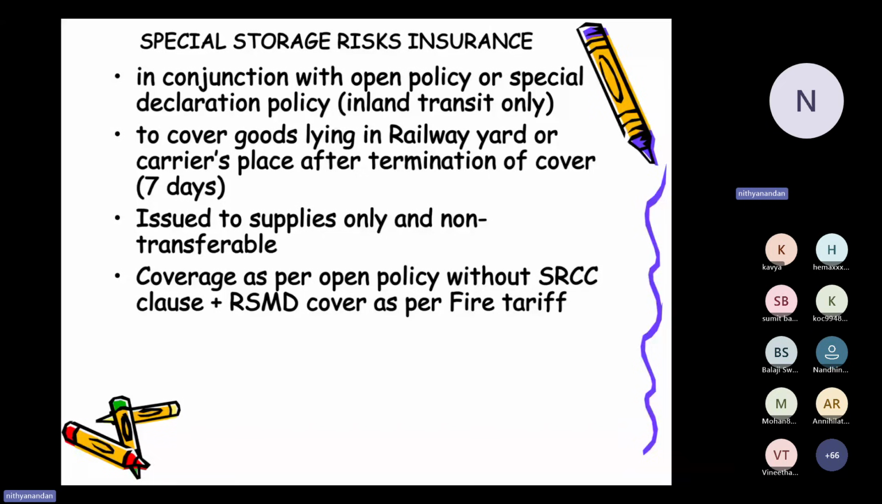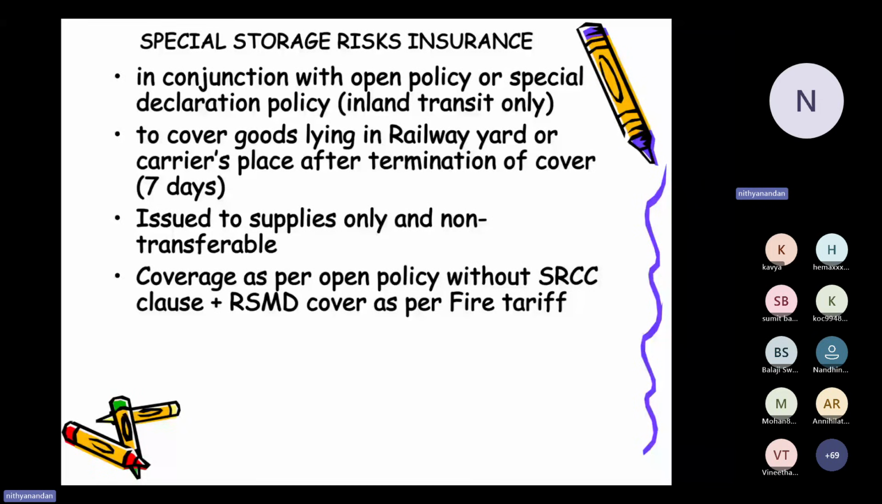Special storage risk insurance. We have seen the storage period given by so many policies. Like the ICC policy, it is 60 days, air 30 days, then inland transit 7 days, right? Like that, so many limitations are given under each policy. Suppose the insured has an open policy and an open cover. He wants cover. Sometimes, without his knowledge, the goods may be lying in the port for more than 60 days. At that time, he wants a blanket cover.